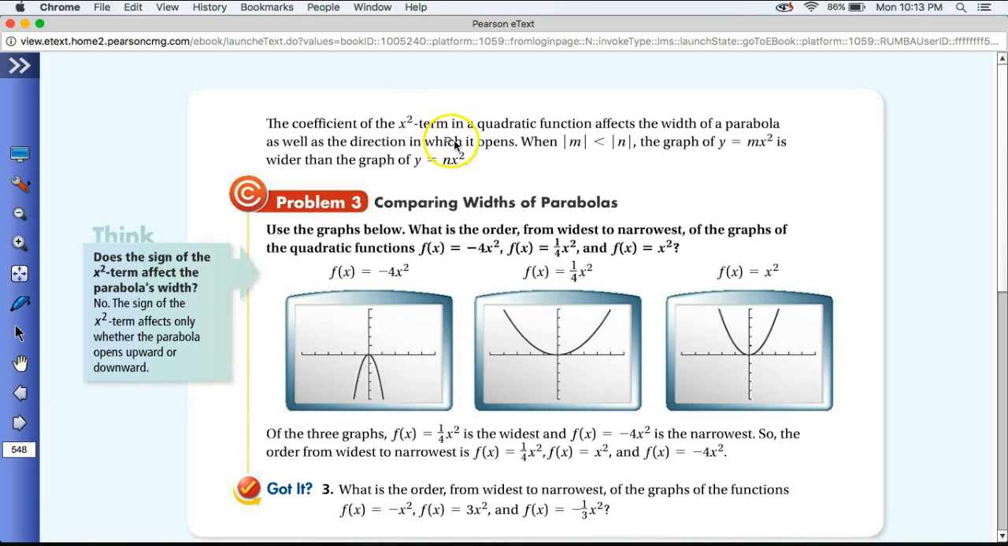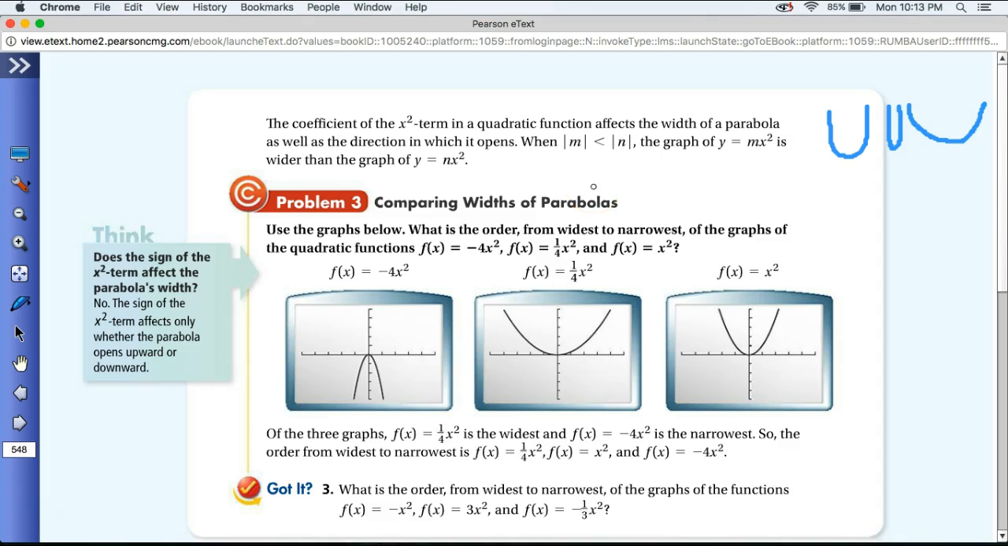The coefficient of the x squared term affects the width. In other words, is it going to be skinny or fat? Not trying to offend anybody, but those are easily recognizable terms. Do we have a regular sized parabola, a skinny parabola, or a fat parabola? And again, that's based on width.